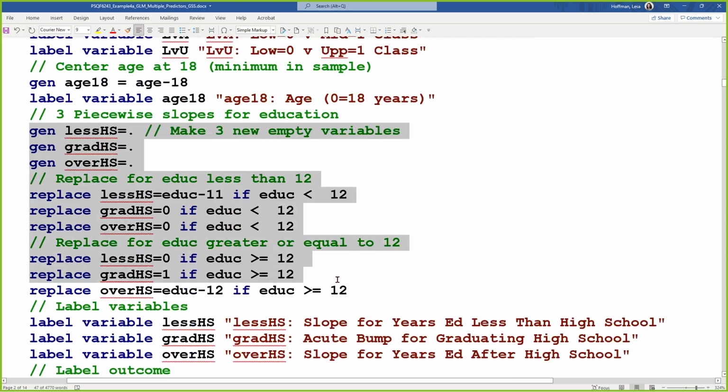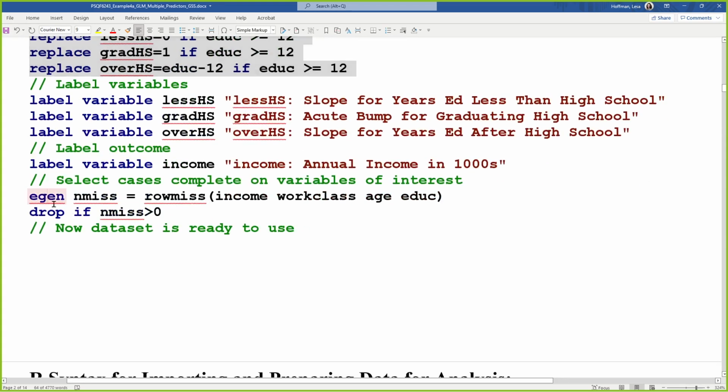Here are the 3 piecewise slopes that you'll get a chance to practice on your next homework. And then the row miss function calculates number of missing values and kicks people out if they have any.